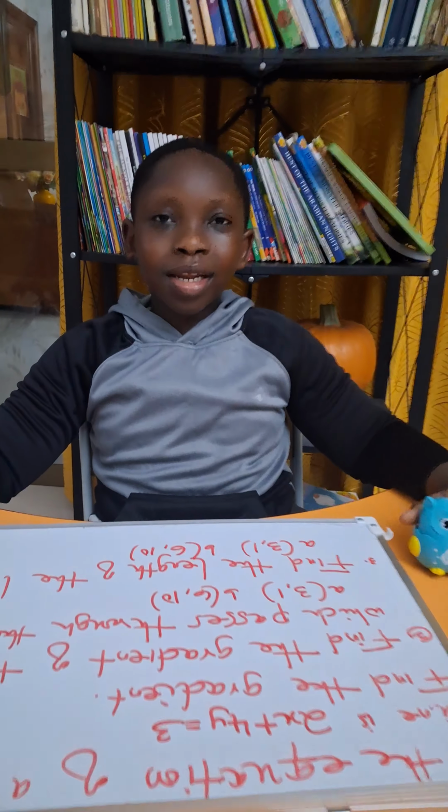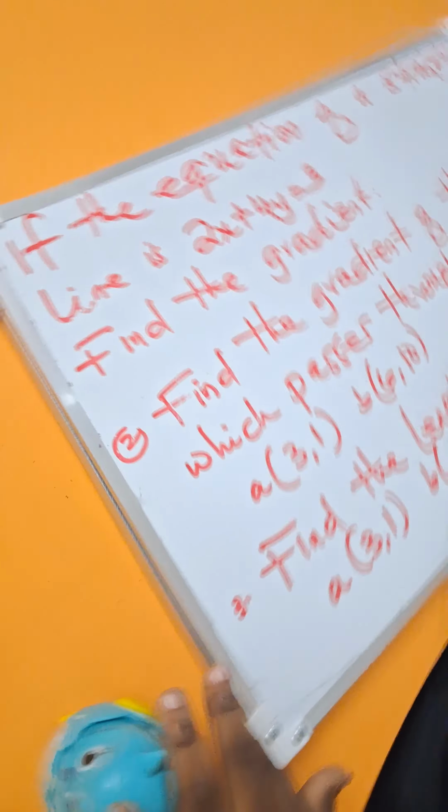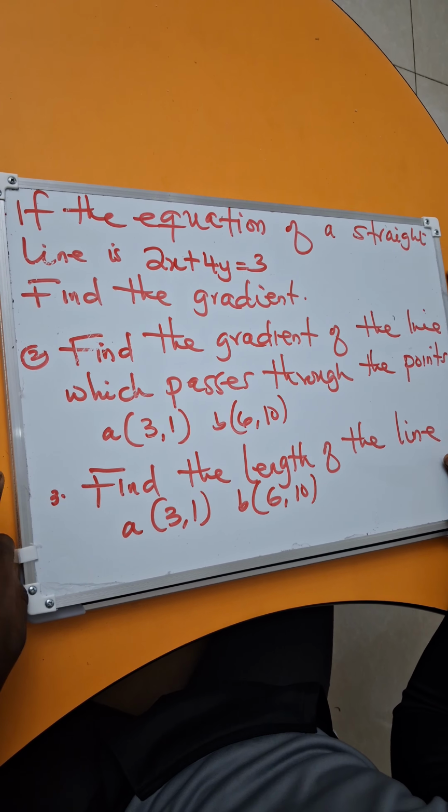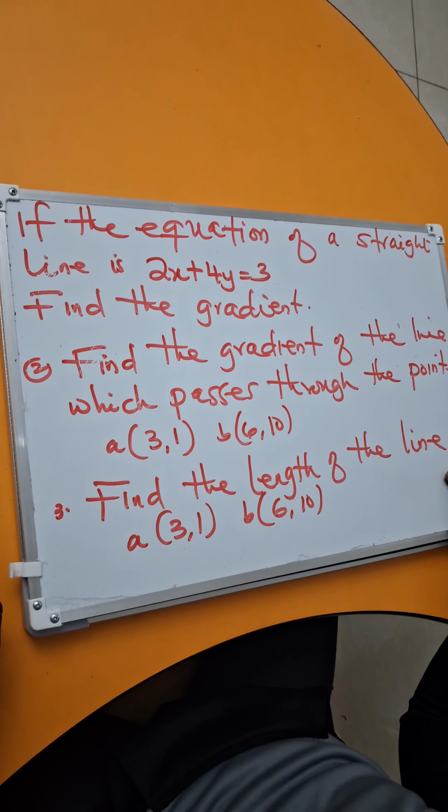Today's edition of Ian Can, You Can, and today we'll be solving 3 questions on how to find the gradient. Let's start with the first question. If the equation of a straight line is 2x plus 4y equals 3, find the gradient.